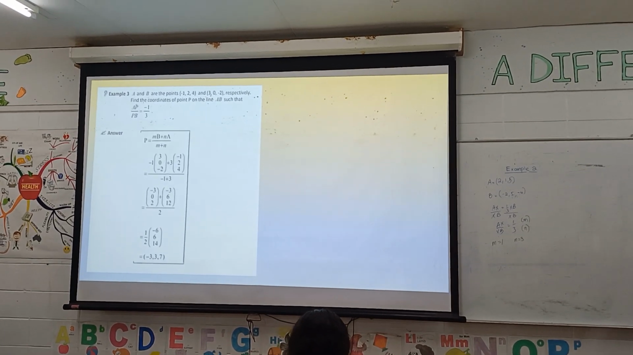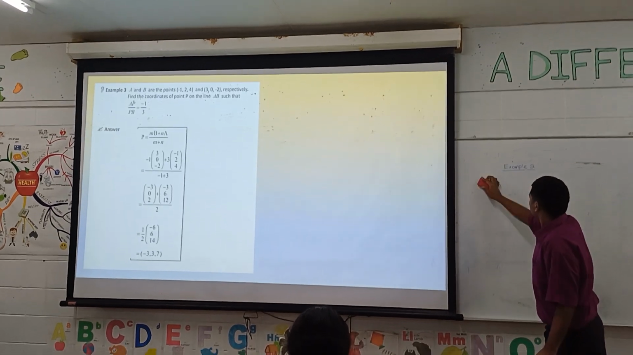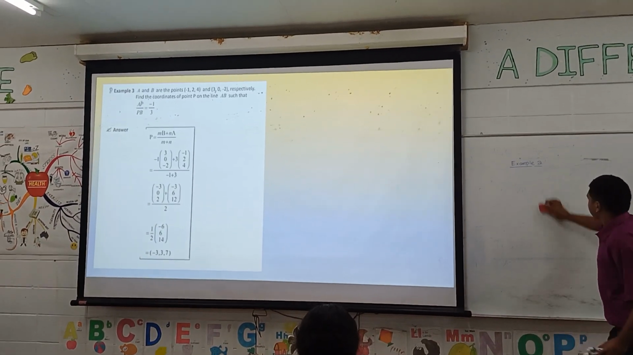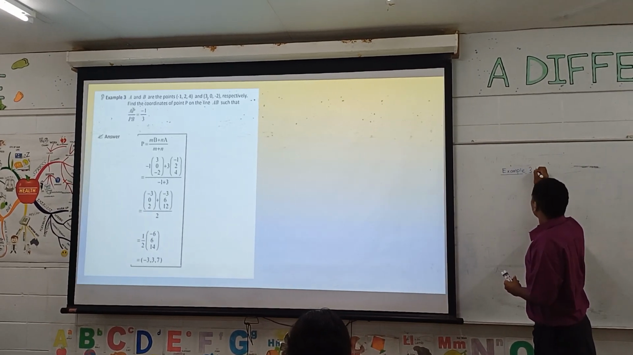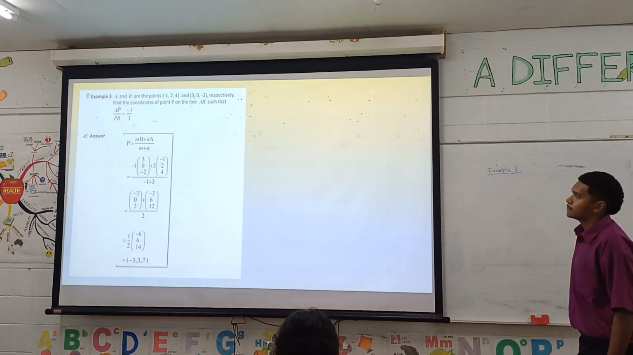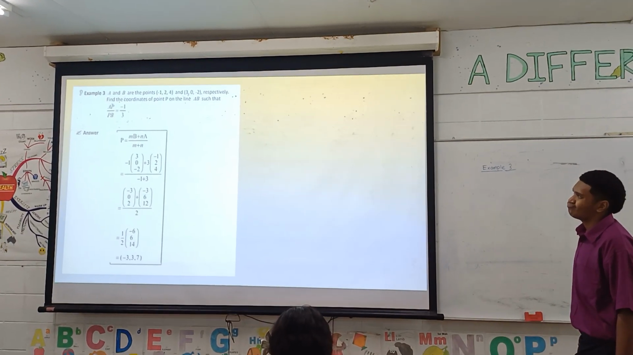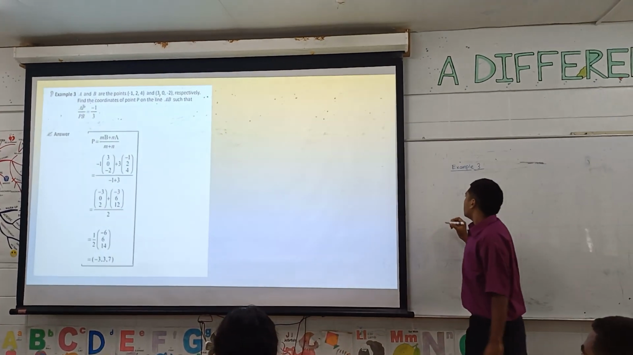A and B are the points negative 1, 2, 4, and 3, 0, negative 2, respectively. Find the coordinates of point P on the line AB such that AP upon PB equal to negative 1 over 3. Okay, can you give me the information that is given there?